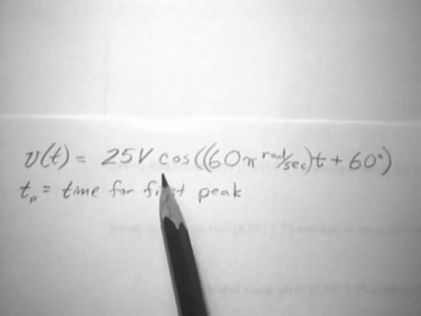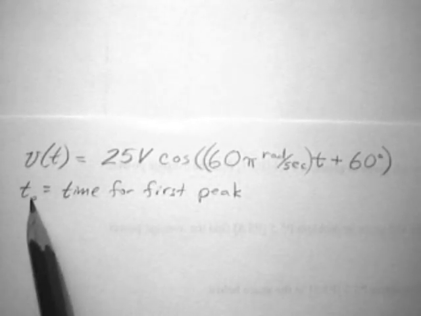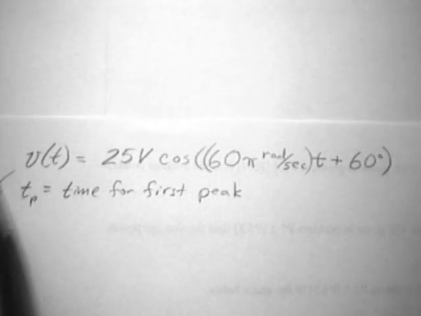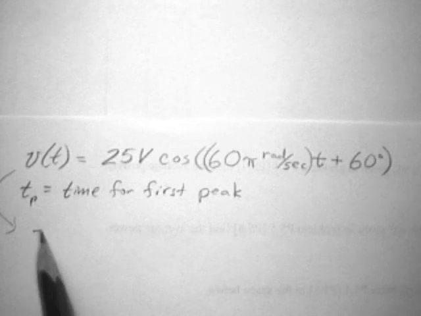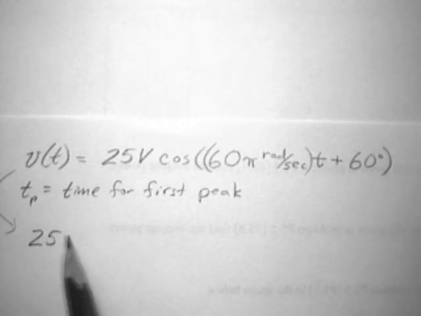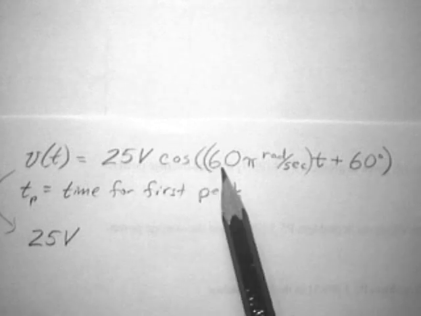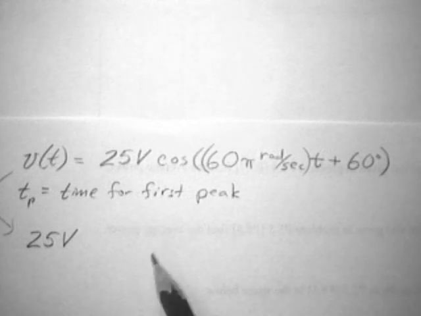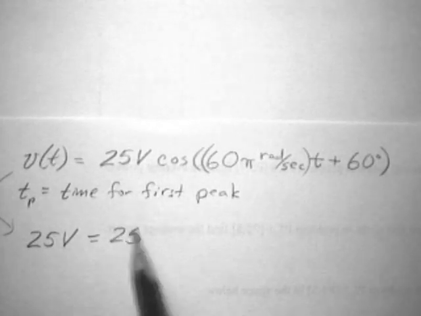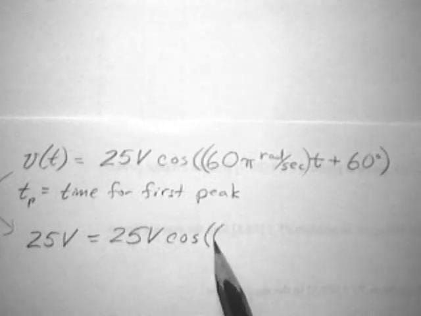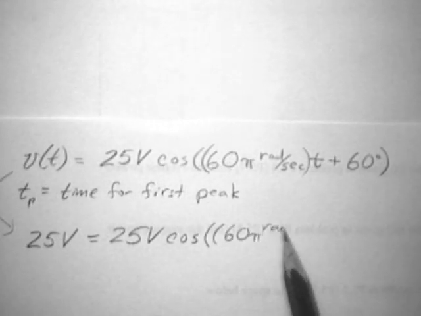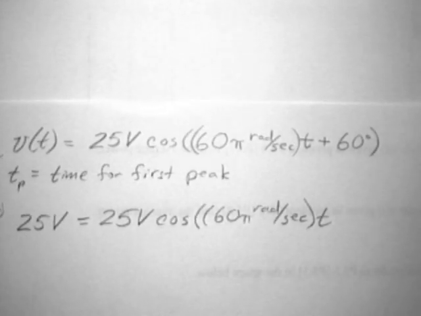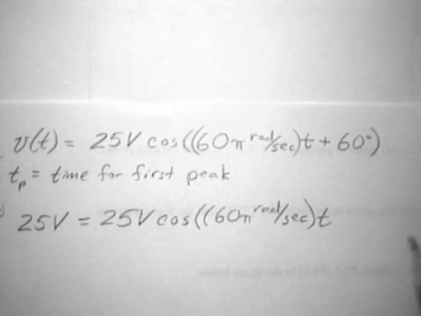To find the value of the time, we're going to call it T sub P for the time for the first peak. What you do is you say that at the first peak, the value of the voltage is going to be 25. Remember that a cosine function can have a maximum of 1 and a minimum of minus 1. So we're going to see that once we fill in these values. Again, I just made up these values. These are probably not the values that are used in this particular homework problem.